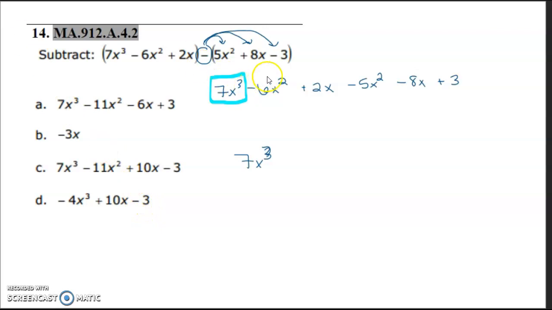All right, the next one is negative 6x squared, and I go down the line to see if there's any other x squareds, and there are. Now, I remember when you're combining or adding, you keep the variables the same. We just have a -6 plus a -5, which is a -11.